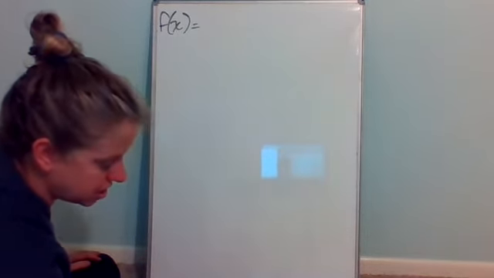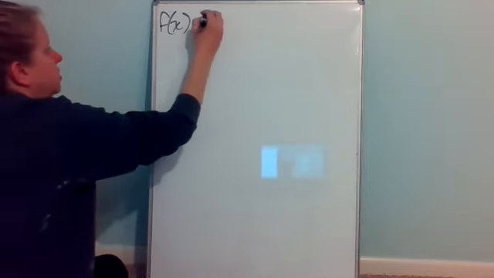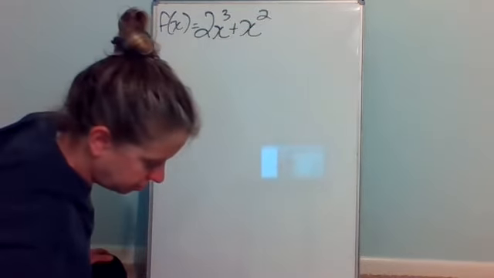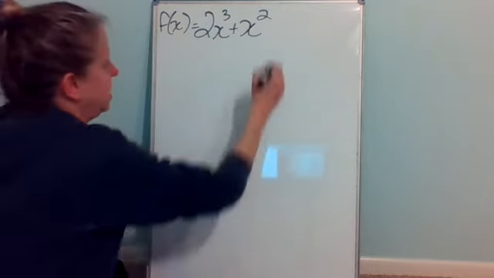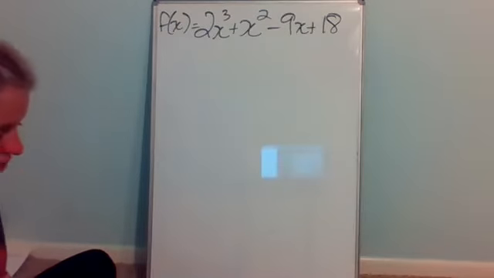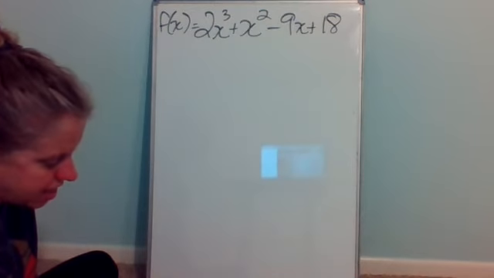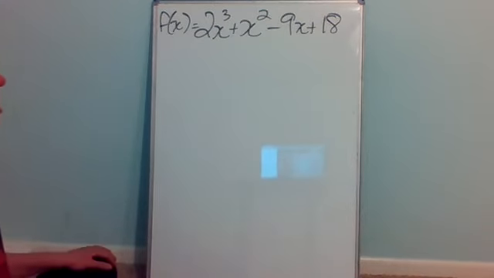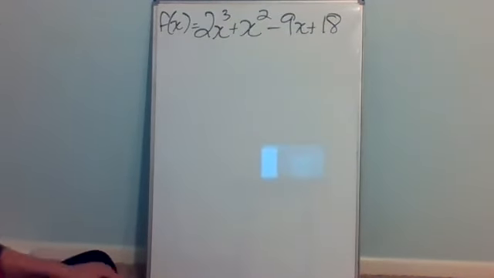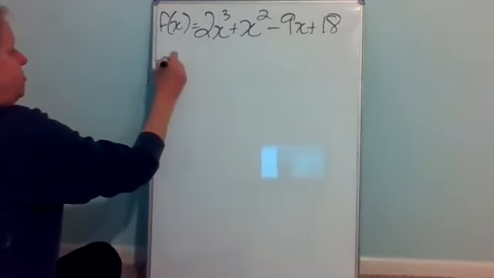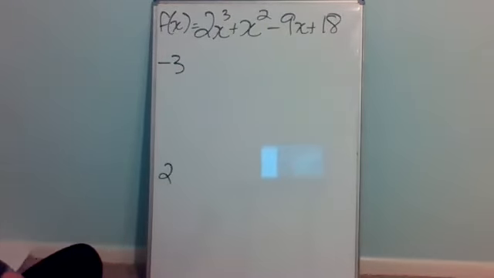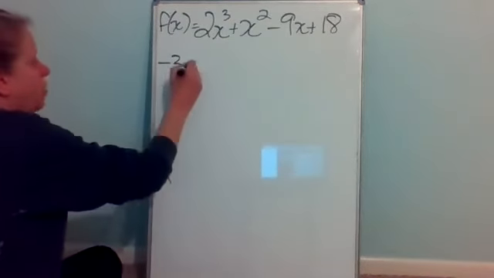F of x equals 2x to the third plus x squared minus 9x plus 18. And it wants us to find two things. The first thing we're going to find is whether or not -3 is a solution, or a 0. So let's do, it wants me to find -3. And then after that, it's going to say, is 2 a 0? So we're finding two different things here. Let's do the -3 first.